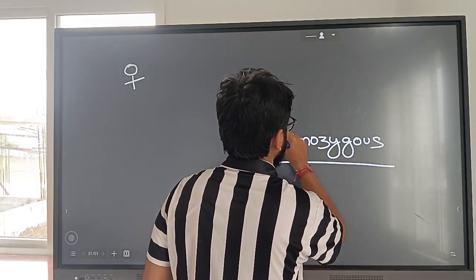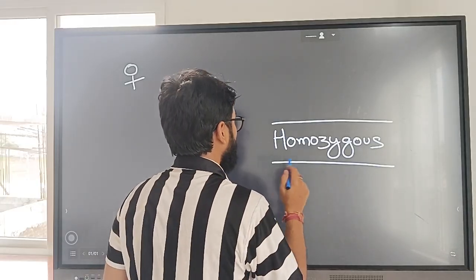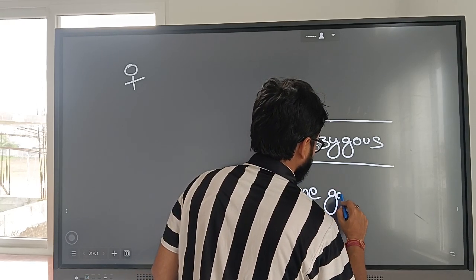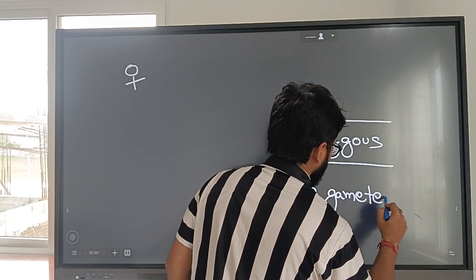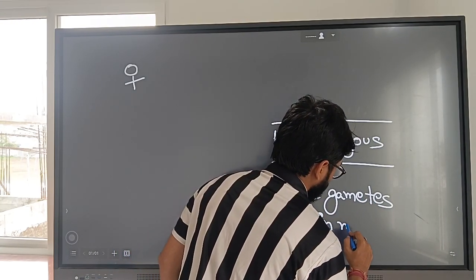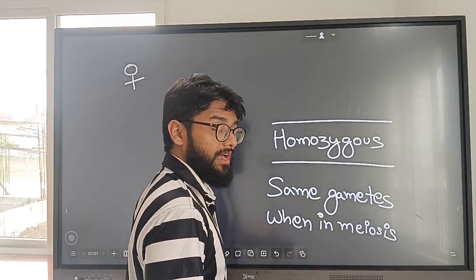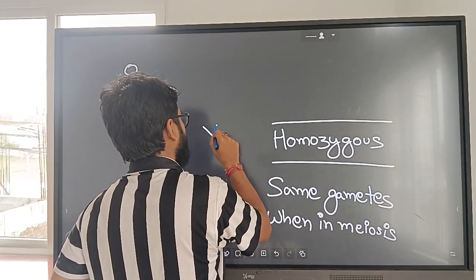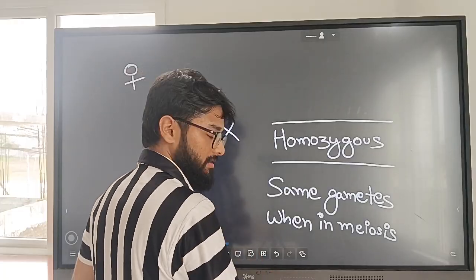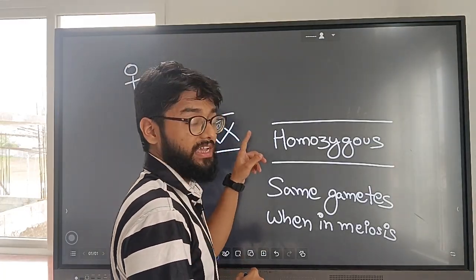that these plants, progenies or genotypes contain the same gametes in meiosis. What does this mean? They will have the same type of gamete. For example, X and X is the complement of a female. This is called homozygous, because it contains both X and X.